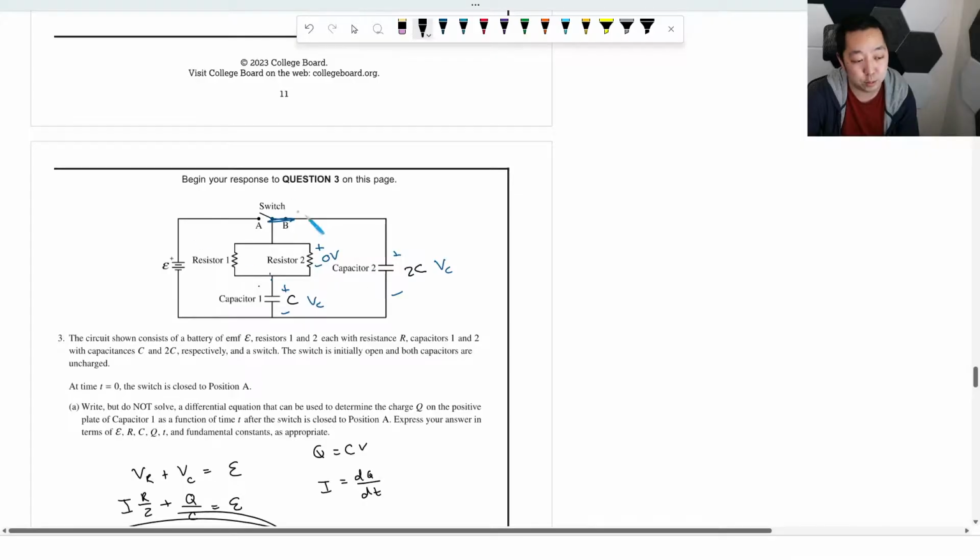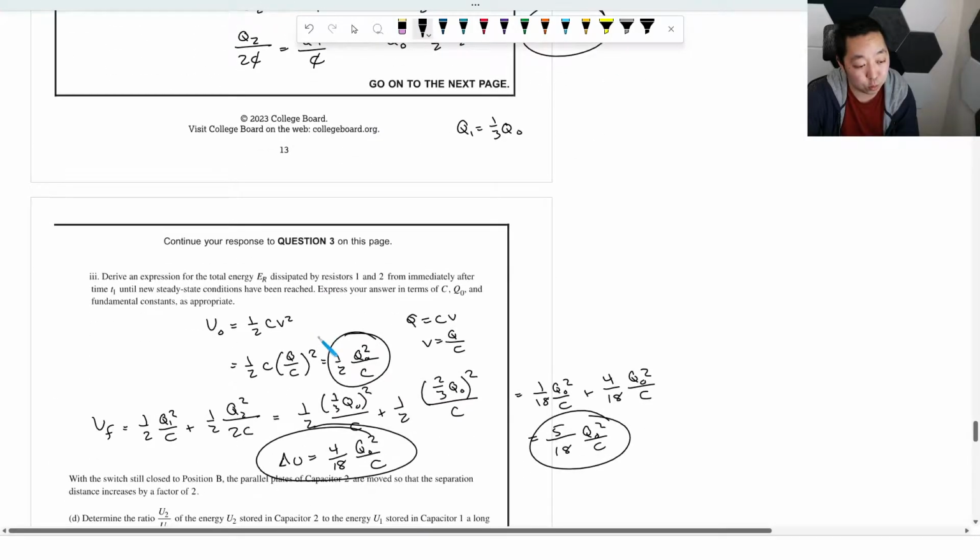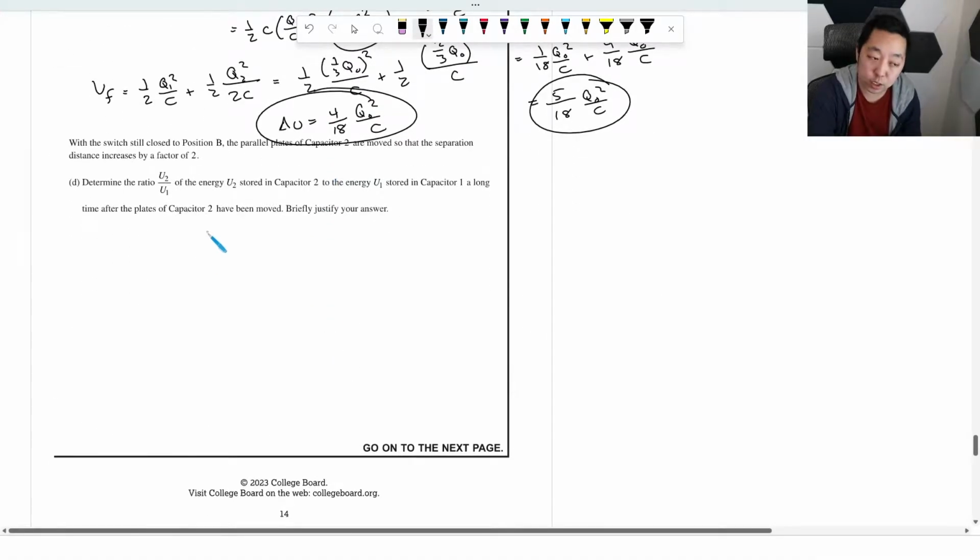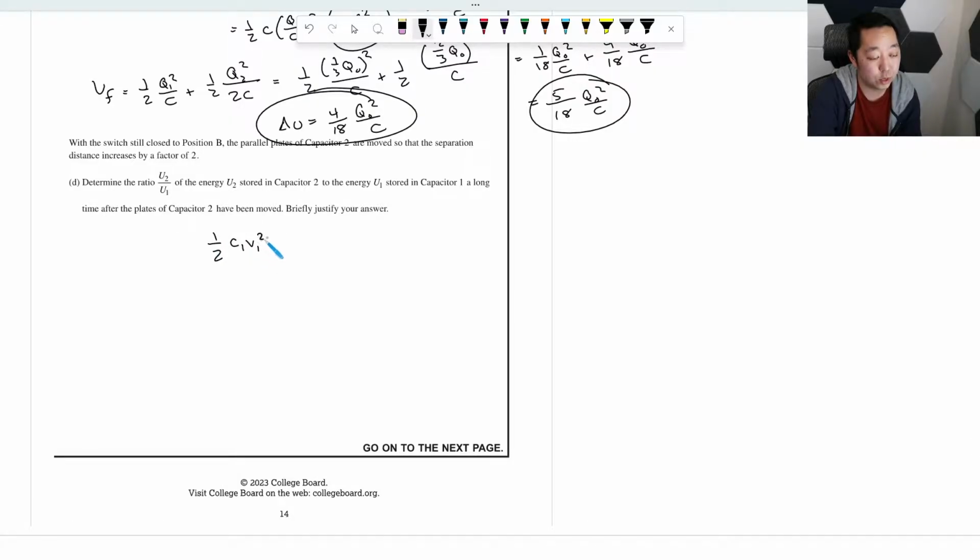If you wait a long time, there's going to be no current flowing. So we do know the voltage is going to be the same. Not that the charge is going to be the same, but that the energy is going to be 1/2 C1 V1 squared and then 1/2 C2 V2 squared. So this is 1/2 C V squared. This is 1/2 2C V2 squared.